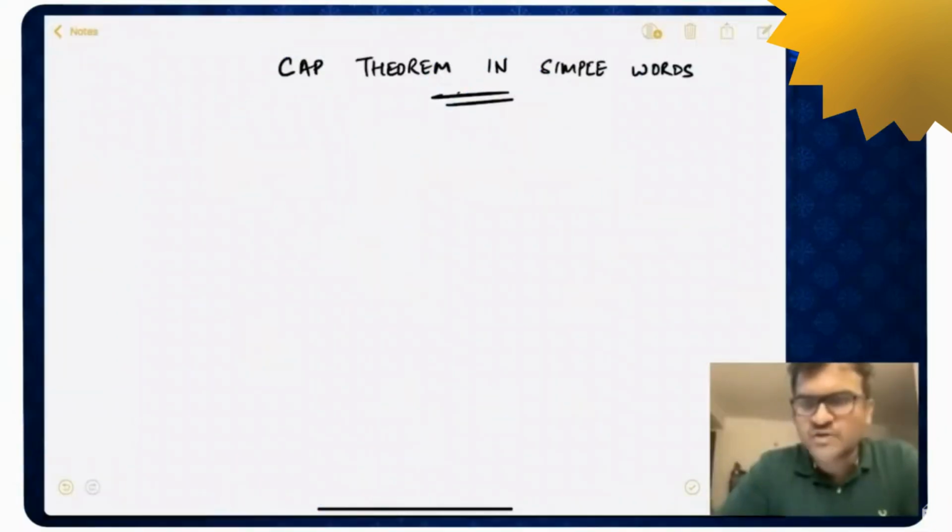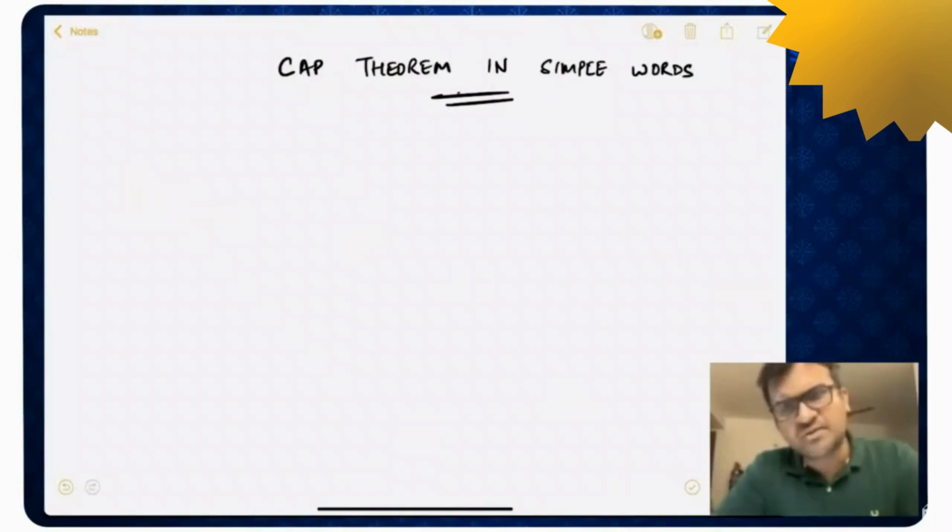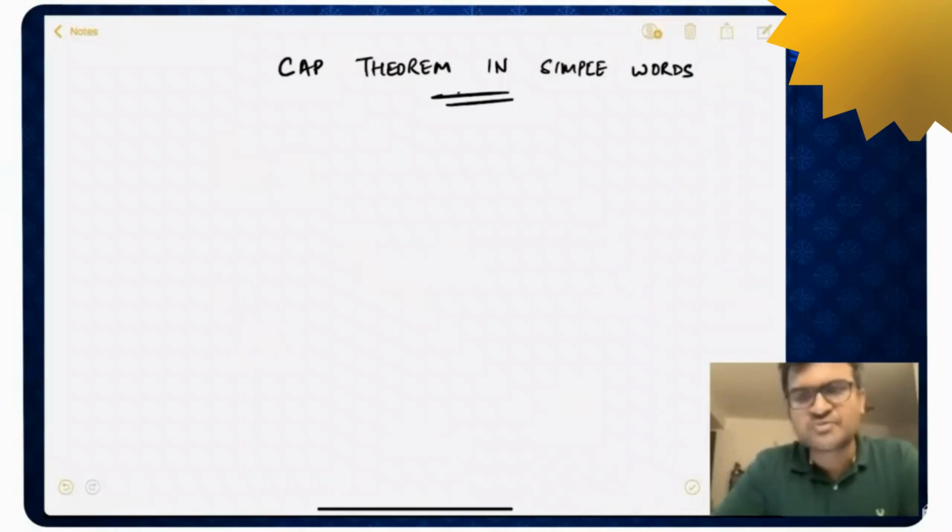Alright, so let's first look at why we even need to learn CAP theorem. CAP theorem is one of the most basic principles of distributed storage. So if at all you think about building or working on distributed systems in the future, CAP theorem is a must-know. So that's why you need to learn CAP theorem.